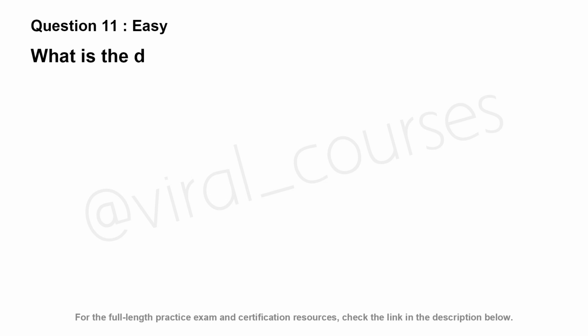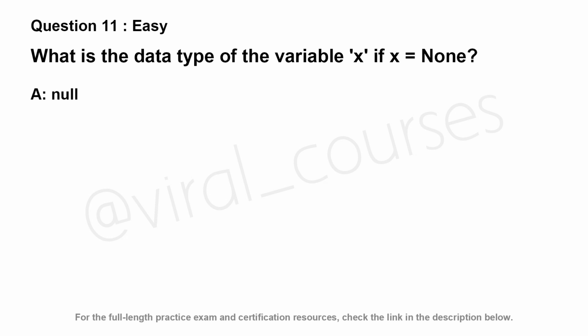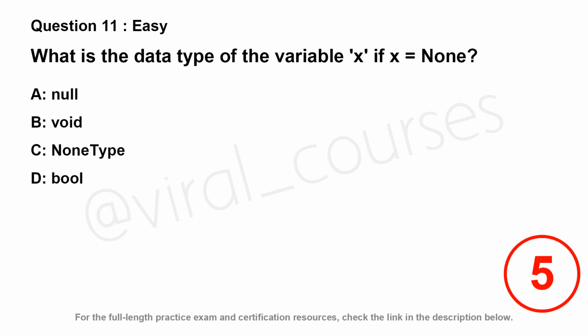What is the data type of the variable x if x = None? Option A, null. Option B, void. Option C, NoneType. Option D, bool.